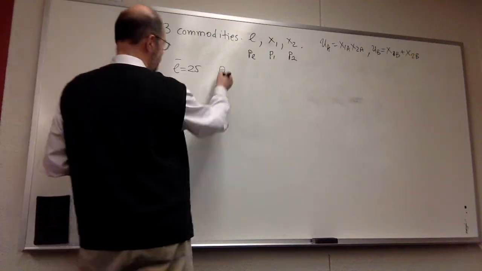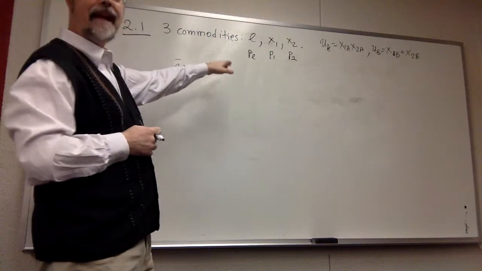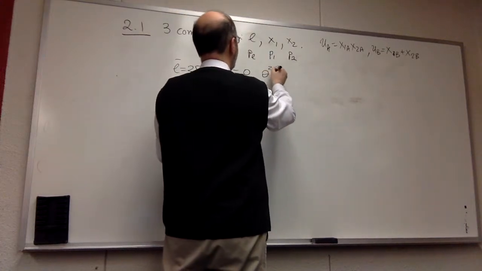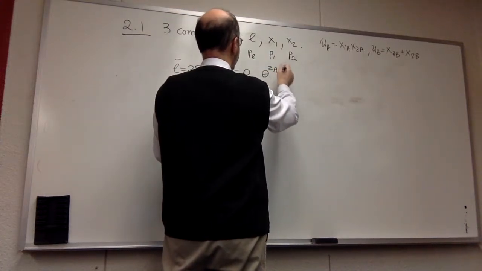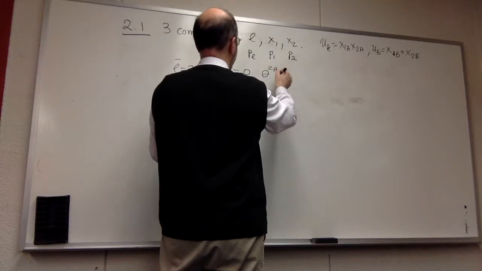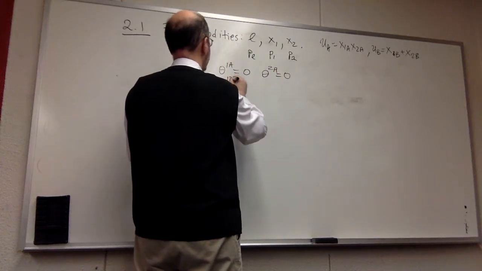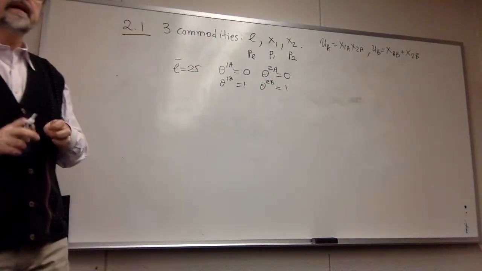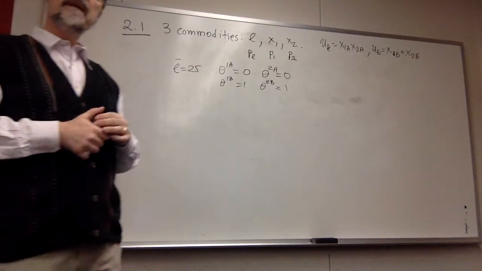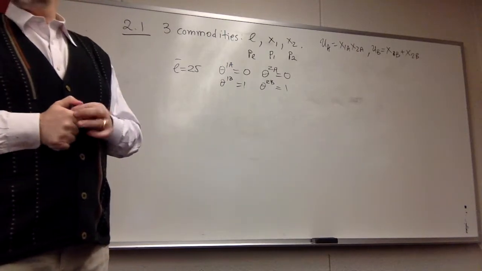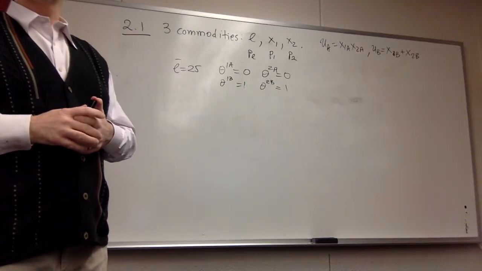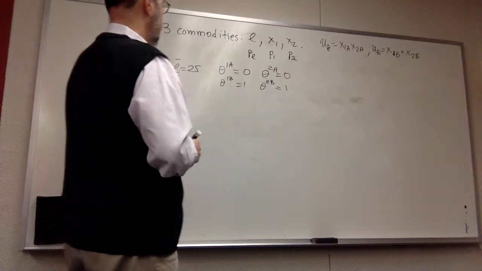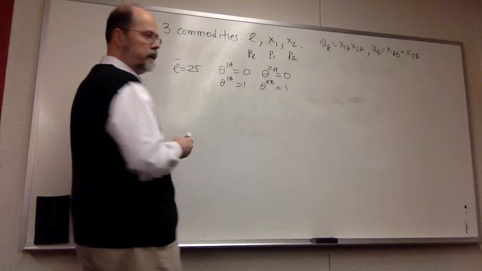So theta 1A will be 0, right? Theta 2A is 0. Theta 1B is 1. And theta 2B is 1. It's kind of an extreme case, but again, it makes the math, which is a bit more tedious than the others, simpler. So you want to simplify as much as possible, so you just focus on the process here. All right, so have I specified everything? Not quite. I still need the production functions.